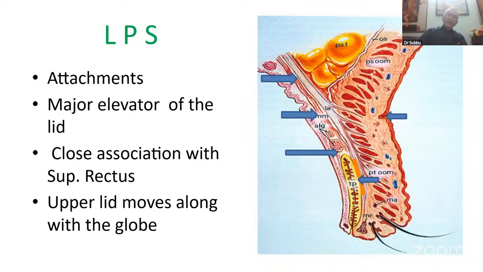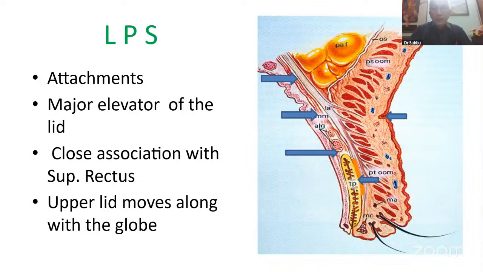It is the major elevator of the eyelid, as we have said. That is why the name given is levator palpebrae superioris. Levator means the elevator. Palpebrum is the lid. Superior is upper one. So the major elevator of the upper lid. The name is given like that.